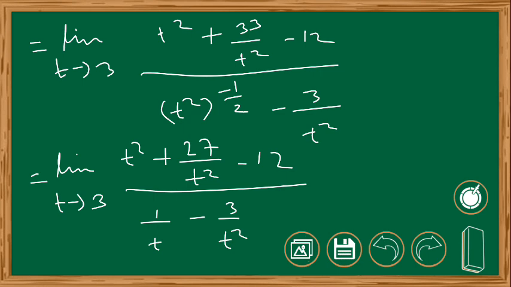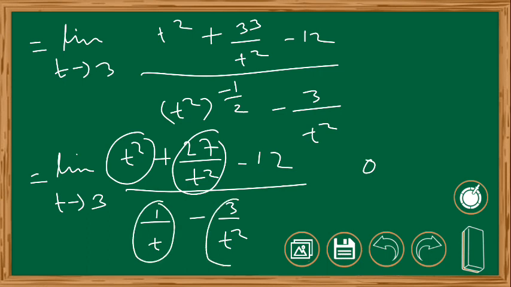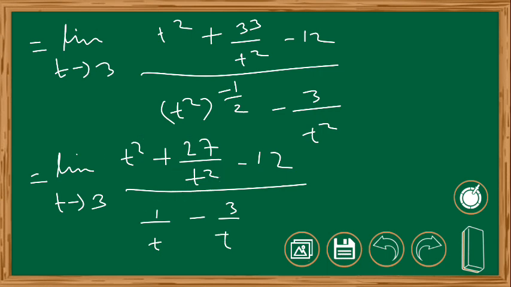Is that clear? So now once again I say that if I see the numerator and the denominator, I can use your factorization method also, then I can use your L'Hospital method also, because you see this one first term it will be 9 and second term it will be 3. 9 plus 3 is 12, 12 minus 12 is 0. Next, here also if I put 3 it will be 1 by 3 and 3 by 9 which is also 1 by 3. So they are in 0 by 0 form. Then I think I can use L'Hospital rule for this.